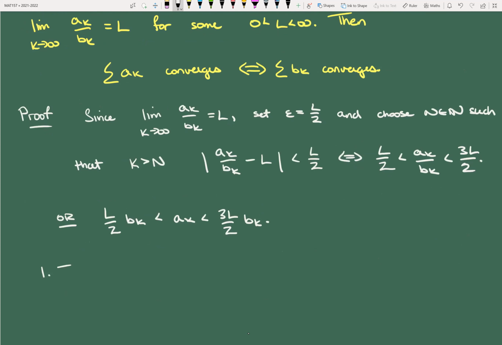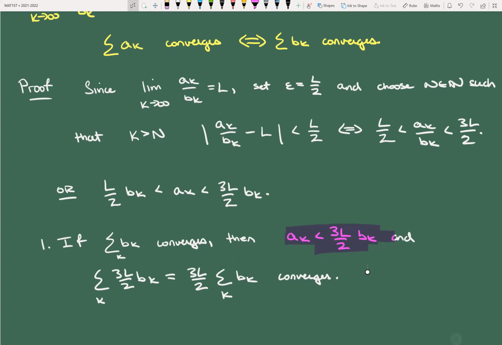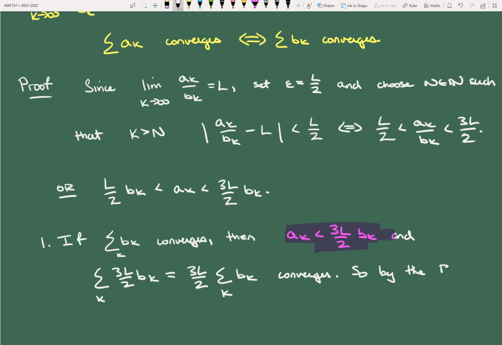Now, if the sum over b_k converges, great. Then we've got a_k is less than 3L over 2 b_k. And the sum of 3L over 2 b_k obviously converges as well, because I can just take the 3L over 2 out. It's just a constant, and that converges. So now what do I have? I've bounded a_k above by a convergent series, so by the basic comparison test, the sum of a_k converges.